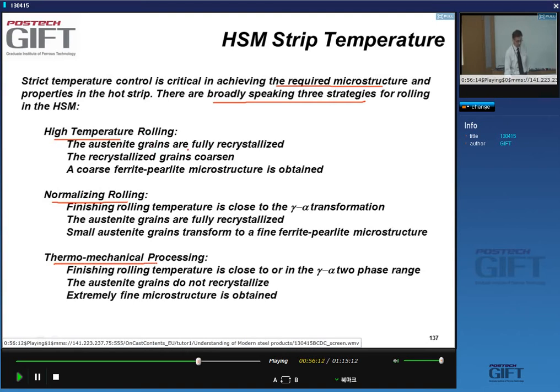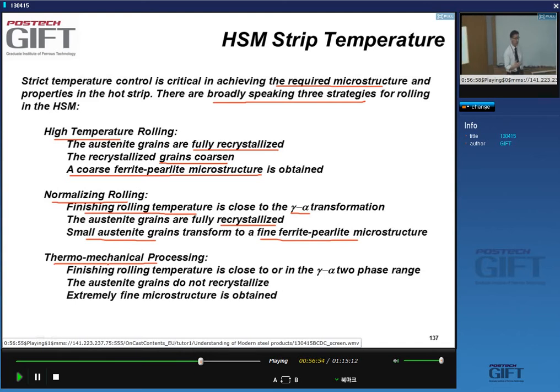High temperature rolling, we have fully recrystallized austenite, and grain coarsening is allowed to happen. And eventually we obtain a coarse ferrite pearlite microstructure as a consequence. When we do normalized rolling, our finishing rolling temperature is much closer to the transformation temperature, gamma to alpha transformation. The grains are fully recrystallized, but the grain growth is limited, so we get much finer, smaller austenite grains and a finer ferrite pearlite microstructure.